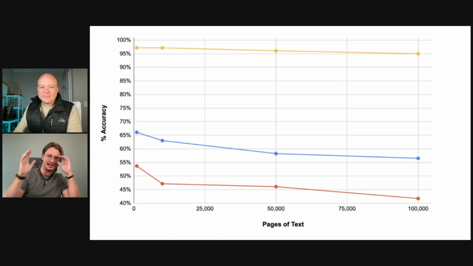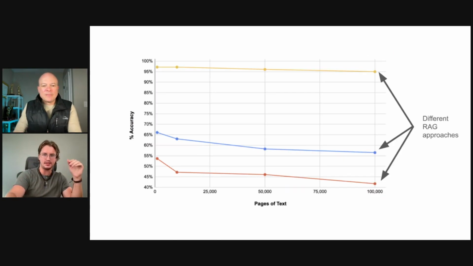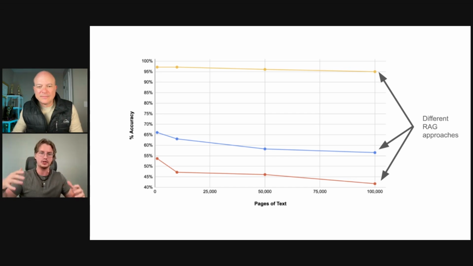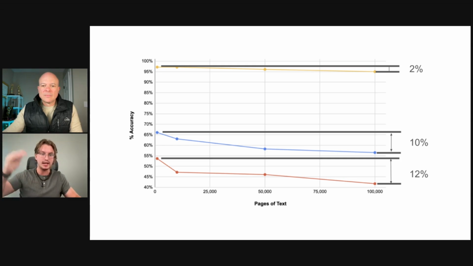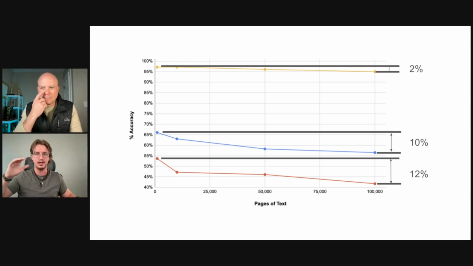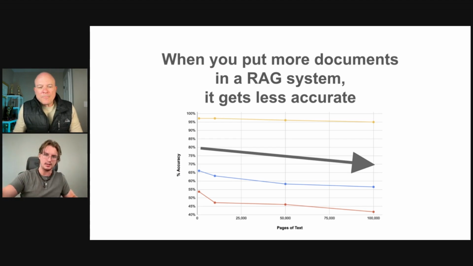So we have this graph. What you can see in this graph is we've tested different RAG systems. We'll get to which RAG systems we tested. We tested those RAG systems across a range of erroneous pages. We ask them the same questions, but we give them different amounts of distracting documents that are not relevant to the questions. As you can see, all of them experience a degradation in performance. The punchline is, as you add documents to your RAG system, it will get less accurate, which is antithetical to the common wisdom that the more data you put into any AI system, the better it gets.